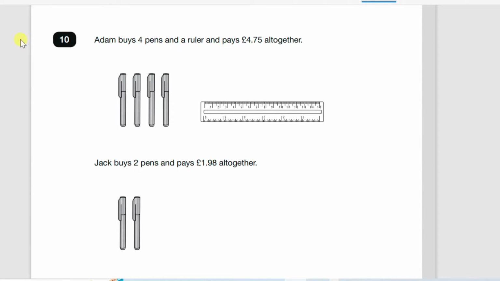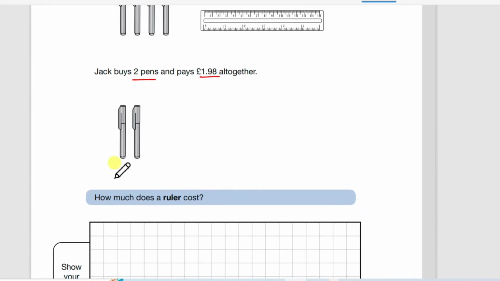So Adam buys 4 pens and a ruler and pays £4.75 all together. Okay, so let's note this down. So you've got 4 pens and a ruler, and it pays £4.75 altogether. Jack buys 2 pens and pays £1.98 altogether. So that's so much easier to understand. How much does a ruler cost?